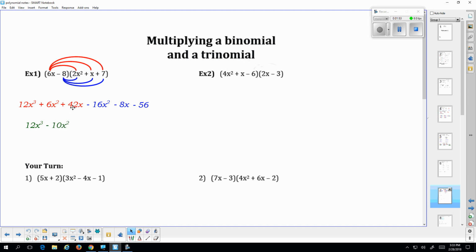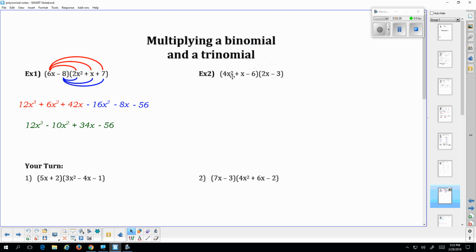And then 42x, do you see any others that are just x? The minus 8x, so 42 minus 8 gives me positive 34x. And then finally, the last thing we didn't use was that minus 56, so that just comes down. And that's as simplified as we can get. That's your final answer. Okay, so that's multiplying a binomial by a trinomial. Same process, you're just going to have to multiply a lot more than you did in the previous section.